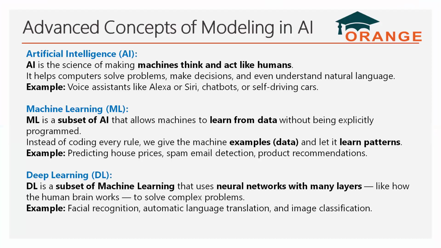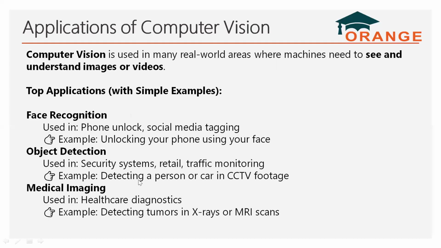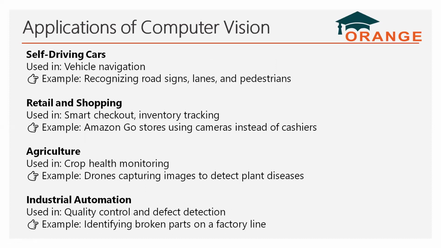So the domains of AI are artificial intelligence, machine learning, and deep learning, followed by computer vision. Top applications: face recognition, object detection, medical imaging. These all come under computer vision, like retail and shopping, self-driving cars, agriculture, industrial automation.